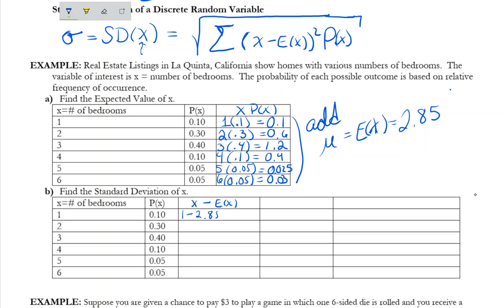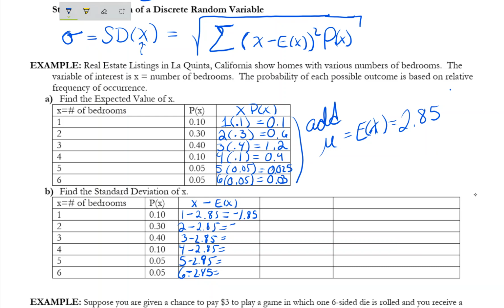I'm going to get negative 1.85. I'm going to have a hard time getting these to fit. I have to do 2 minus 2.85, and then 3 minus 2.85, and then 4 minus 2.85, and then 5 minus 2.85, and then 6 minus 2.85. And I know what you're thinking: she's going to let us use Minitab to do this. Minitab won't do this. Well, you can kind of make it, but you have to be careful. I would actually advocate using Excel to do this.